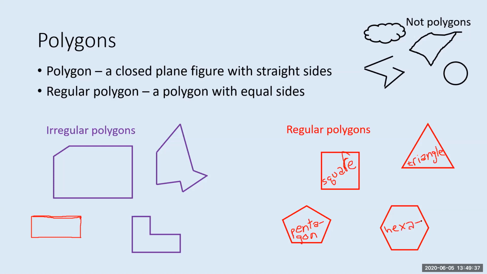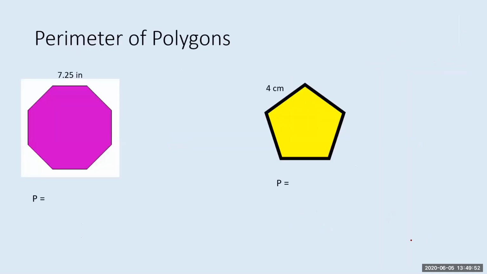And there are plenty more of these shapes. Different numbers of sides have different names. So that's just a couple of examples for you. Let's get a little practice here with calculating perimeter of these regular polygons. On this page, we've got a couple of regular polygons.